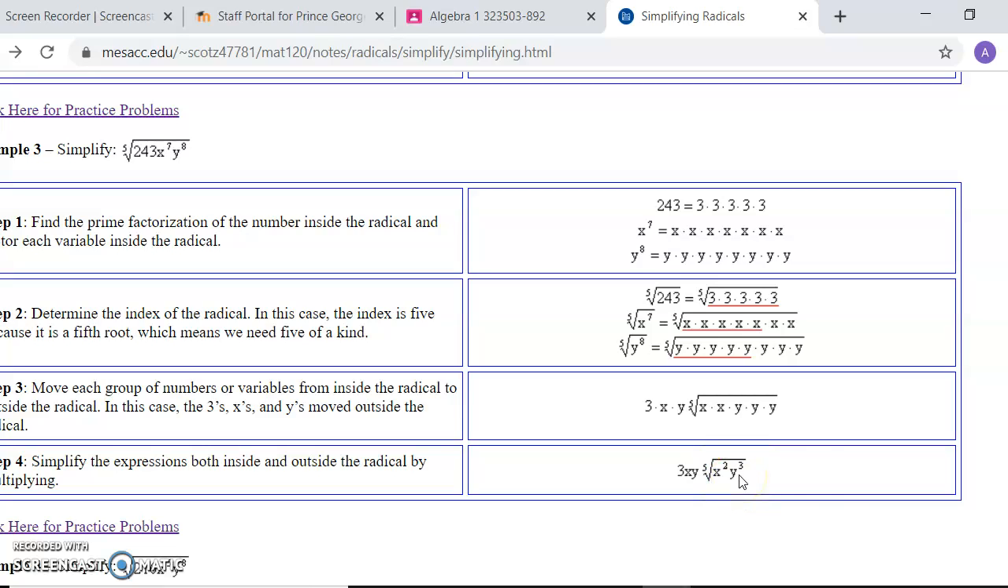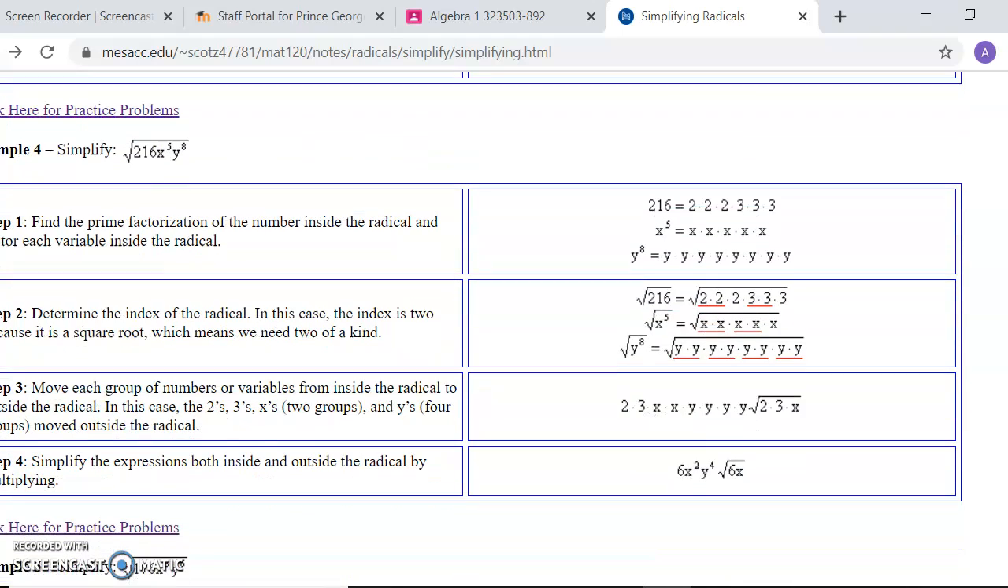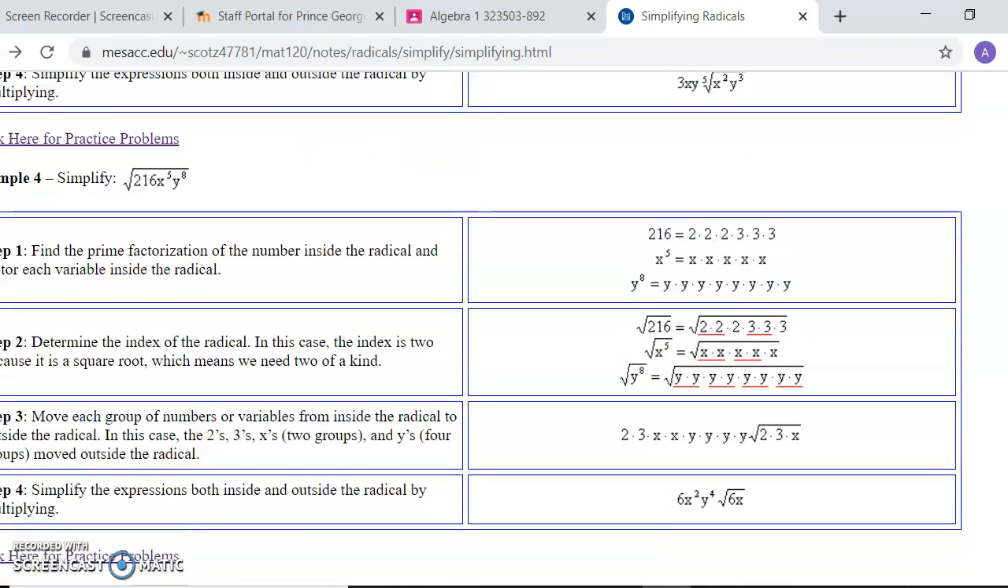Okay, I think we have enough time to do one more, and this will be it for today. And then I'll give you the practice problems to do. Okay, so basically what you have here is the following. You are asked to simplify the square root of 216 x to the 5th, y to the 8th.